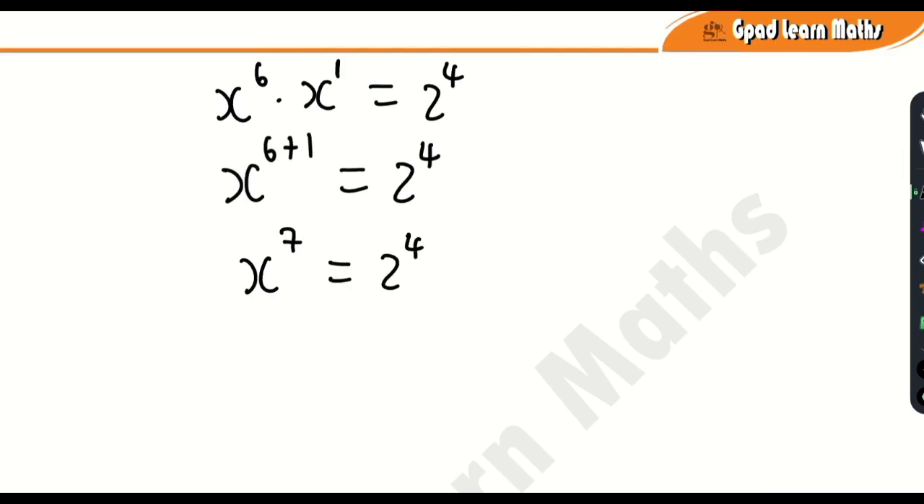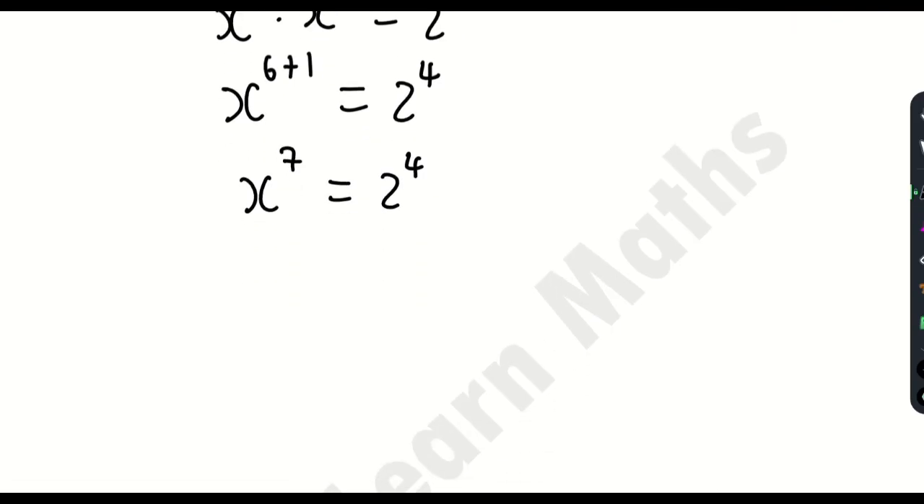x to the power 7 is equal to 2 raised to power 4. So I'm trying to get the value of x. What can I do to get rid of the power of 7? I will take the 7th root of both sides. Let me say that again. I will take the 7th root of both sides, which can be expressed like this.